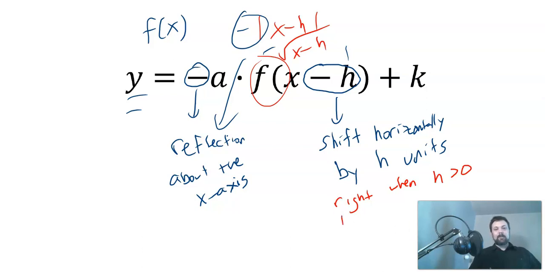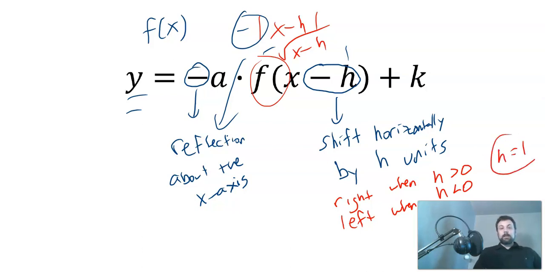Sorry about that gaffe. And you're going to shift it to the left when h is negative, and the way we say negative in math is to say less than 0. Right. Now, if h is positive, so let's say h is equal to positive 1, and I plug that into this formula here, and I'm plugging in 1 for h, what is that going to look like?